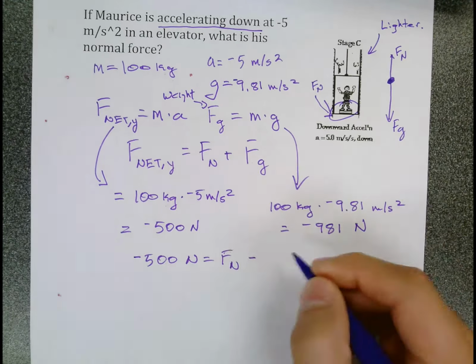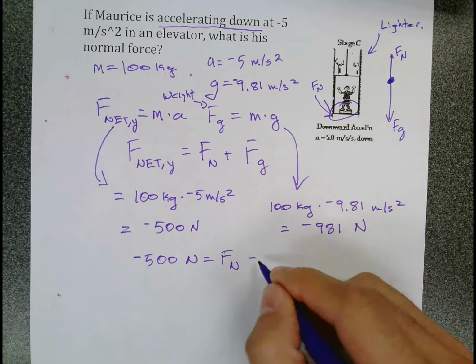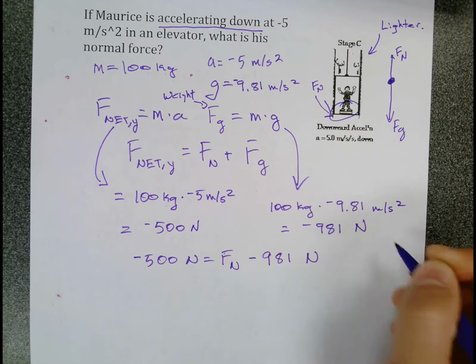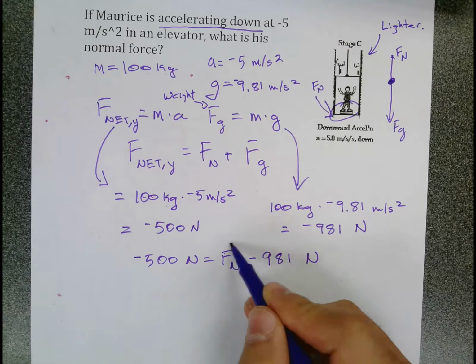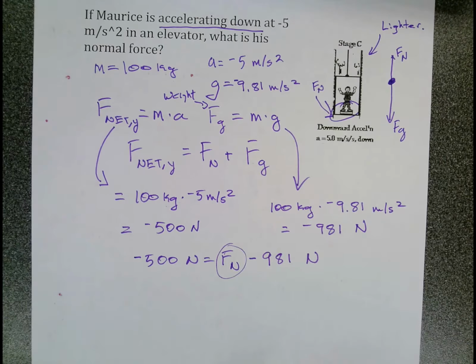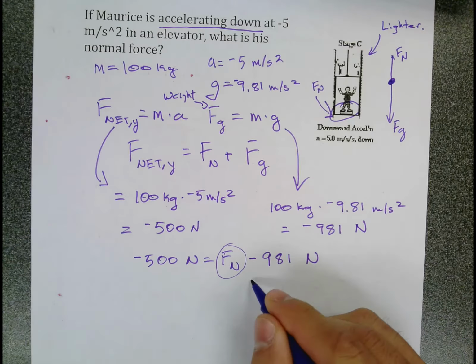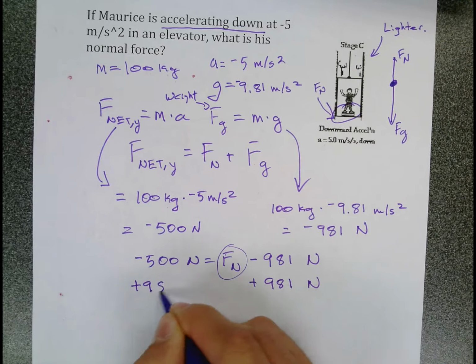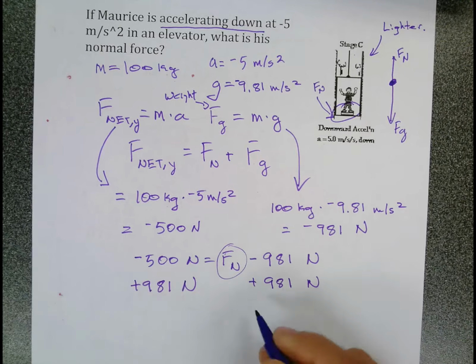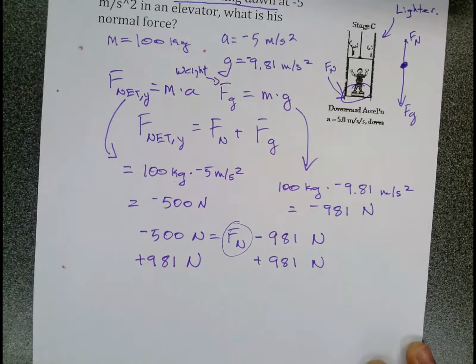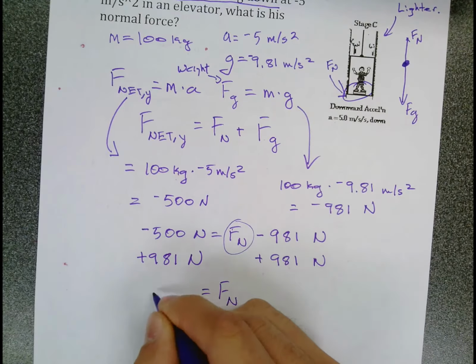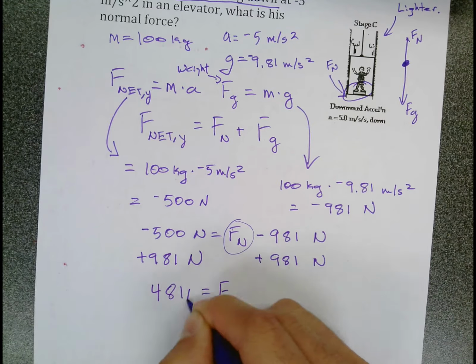And we can plug in for the weight, force of gravity. That's equal to negative 981 newtons. We can solve for the normal force. And by solving for the normal force, we will isolate F of n, which means adding 981 newtons on both sides to give us a normal force of positive 481 newtons.